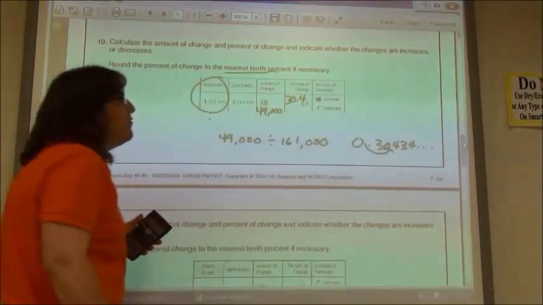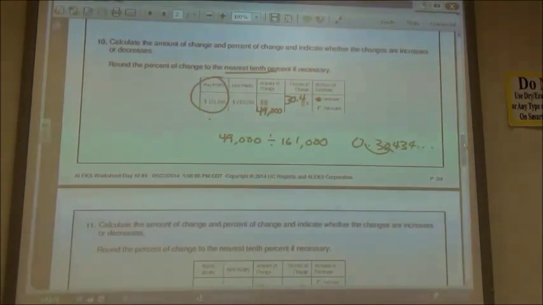Since there's a 3 behind the 4, I don't have to round it up any. So my amount of change was 49,000. It increased by 30.4% then.